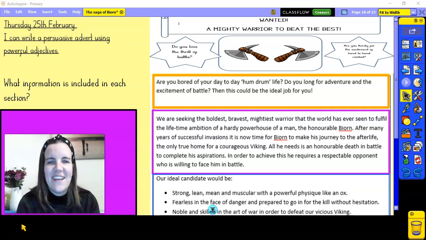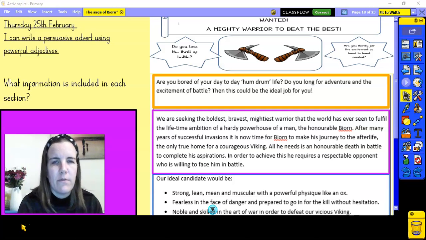Good morning, everyone, and welcome to Thursday's English lesson, where today we are going to be beginning to write our persuasive advert. And the focus today is going to be on the powerful adjectives and those superlatives that we've been practicing earlier in the week. We're going to make sure that we include those within our writing.